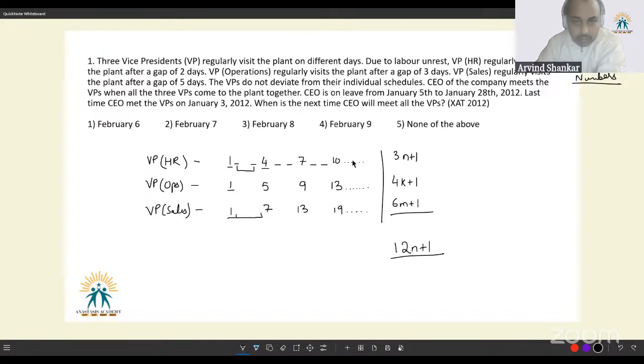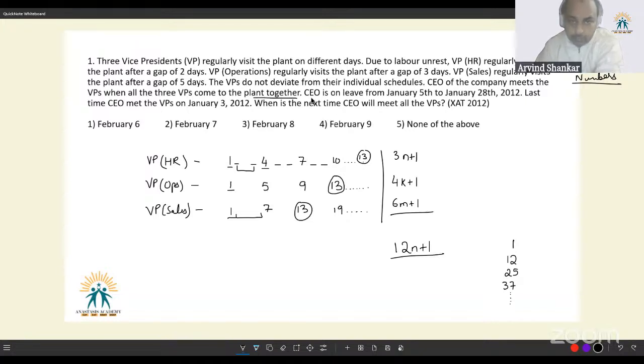On day 1, they are coming. On day 13 also they would be coming, all three of them. And then simultaneously on the subsequent days 25, 37, and so on and so forth, they would keep on going. The VPs do not deviate from their individual schedules. The CEO of the company meets the VPs when all three VPs come to the plant together.